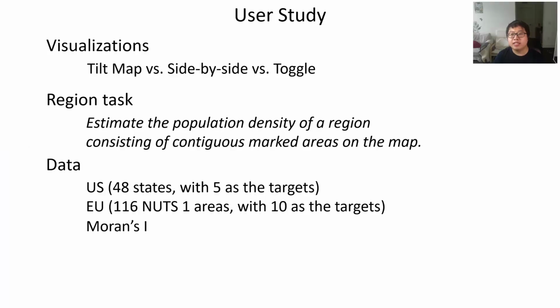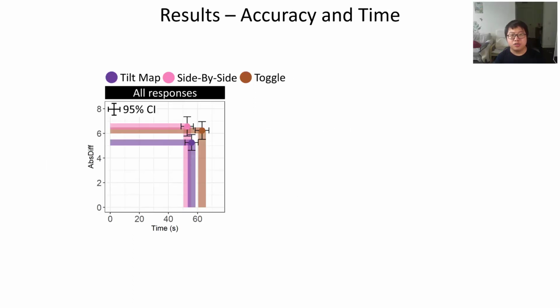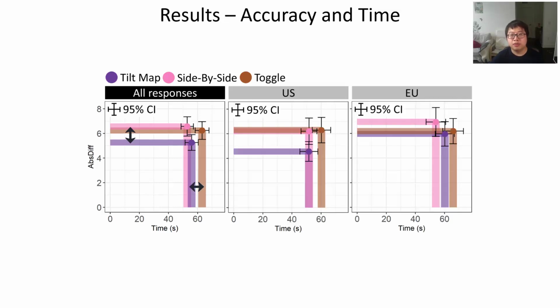To understand which method is more effective, we chose to only test the more complicated task and use the data of US and EU. In the US data, we use 5 states as the targets, and in the EU data, we use 10 areas as the targets. We again controlled the model's size for spatial correlation. Let us go straight to the results. We found tilt map had some advantage of accuracy over side by side, and was slightly faster than toggle.